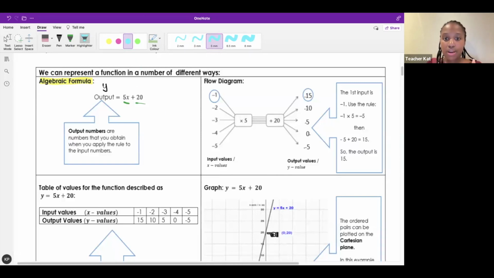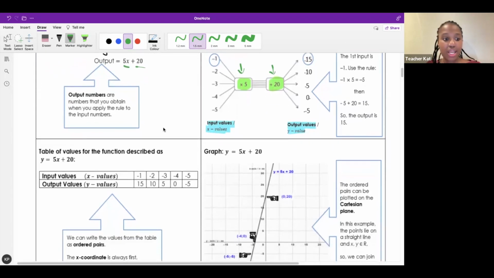Number 2 is the flow diagram, which was our first lesson for this section. Once again, we have 2 sides. My left-hand side is where my input values are located, input or x values, and my output values will then be located on the right. In the middle of my flow diagram is the function. Okay, so what are we doing with the input values? It's the same one as the first one. So it tells you we will first multiply by 5, and then we add 20. Okay, so far we have algebraic formula and a flow diagram.